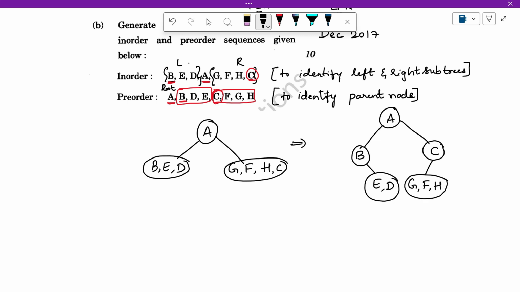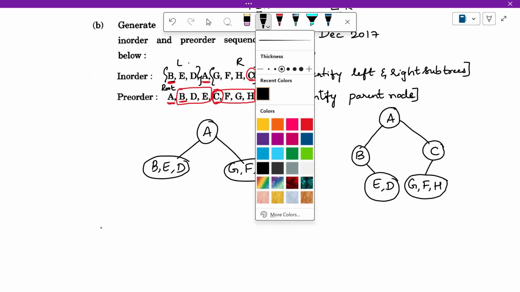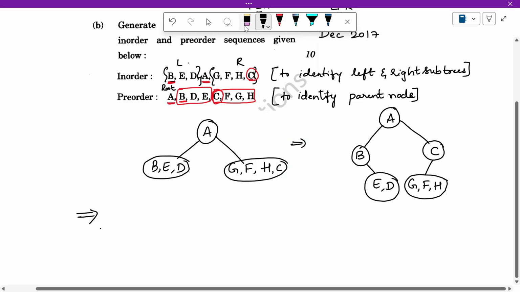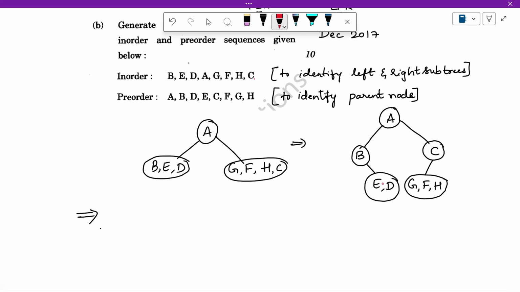Now in this ED, which is the parent node, and the other node, whether it is the left or right subchild, we will find out. And in this GFH, which is the parent, which is left, which is right, we will find out in our next step. So right now I am erasing this marking. I am marking only this left and right part. So here ED is here and here ED is there, right? And this is GFH. GFH is here and here GFH is there.